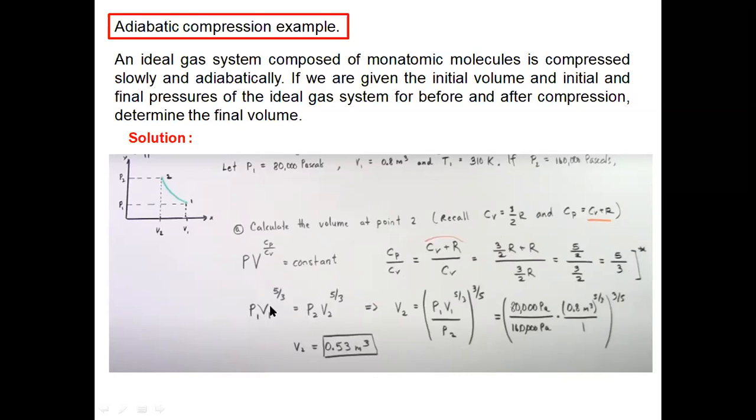So P1 V1 to the power 5/3 تساوي P2 V2 to the power 5/3. إذا V2 تساوي V1 في P1 على P2 الكل أس 3 على 5. بنعوض P1 P2 and V1 والنتيجة إنه V2 تساوي 0.53 متر مكعب. وهذا شيء منطقي لأنه هو بيحكي لي it's compressed وأصلا الفوليوم كان عندي 0.8. إذا بما إنه صار عندي compression, V2 will be reduced and the value of V2 will be equal to 0.53 متر مكعب.